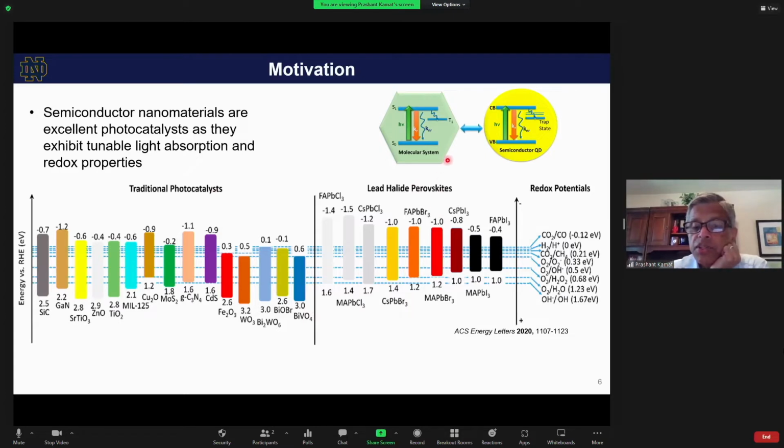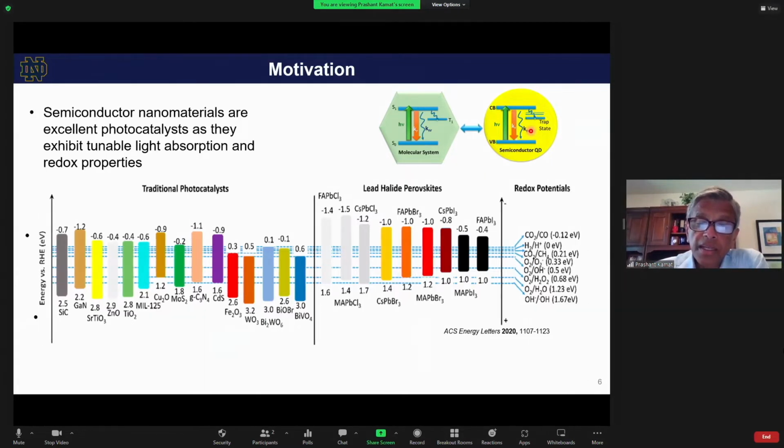Another point is that there is a similarity between a molecular system and a semiconductor system. In a molecular system, we talk about the singlet ground state and the singlet excited state, which you create by putting energy in, and that can radiatively recombine, or you can generate a triplet excited state where the relaxation is much slower. In the same way, in semiconductor quantum dots, we call it a band gap excitation, and then the charge carriers can recombine radiatively or non-radiatively, or they can get trapped and create a very long-lived excited state. So there is some similarity between the two.